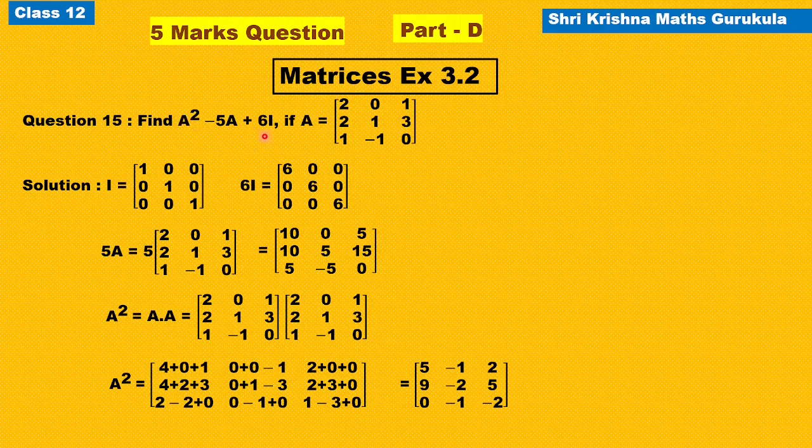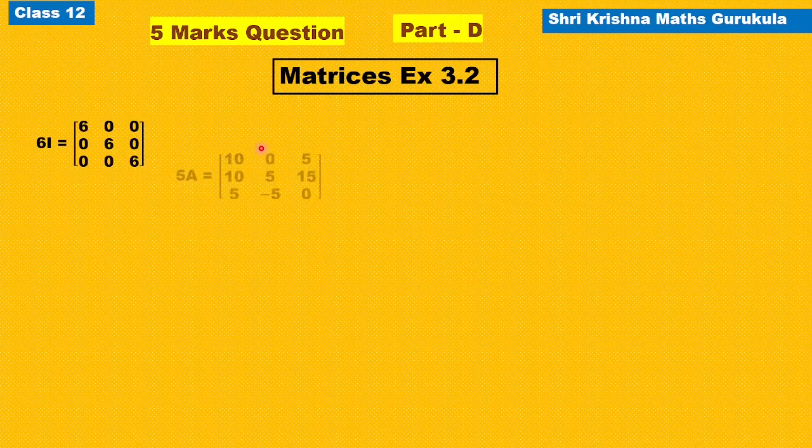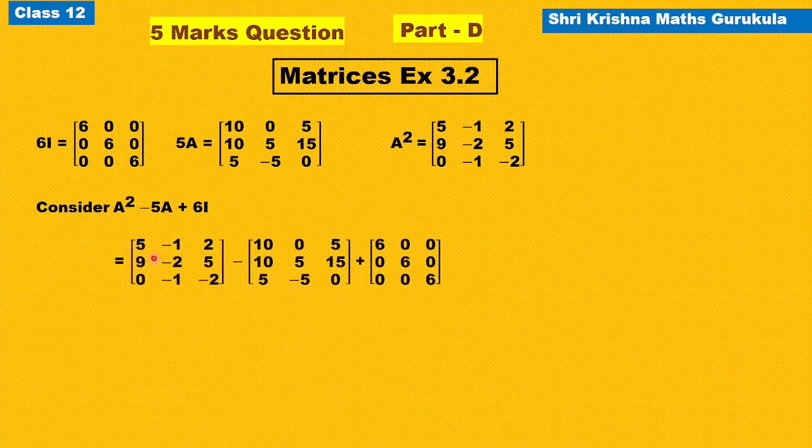Now if you look at the terms here, we have found A square, we have found 5A and also we have found 6I. So we'll consider this whole equation and we'll substitute all the matrices. So I have considered 6I, 5A and A square. I am considering A square minus 5A plus 6I. I'll substitute the corresponding matrices here. So this is A square, this is 5A, this is 6I. So we will be simplifying the corresponding elements.